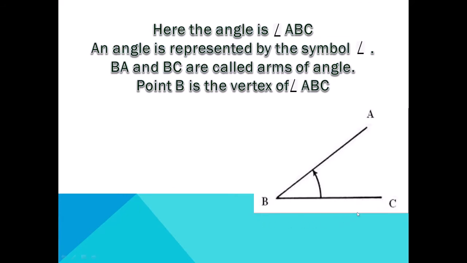Here the angle ABC. An angle is represented by the symbol like this. BA and BC are called arms of the angle and point B is the vertex point of angle ABC. Always remember, while naming the angle, the vertex is always in the center.